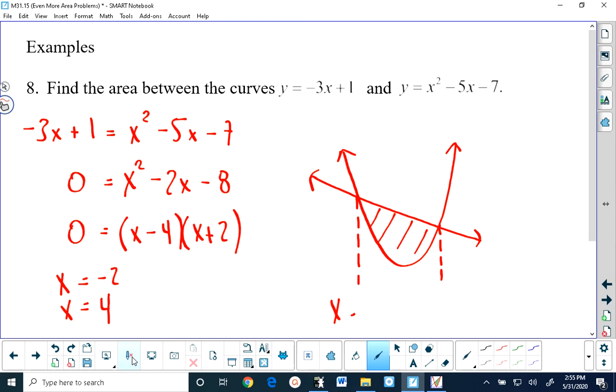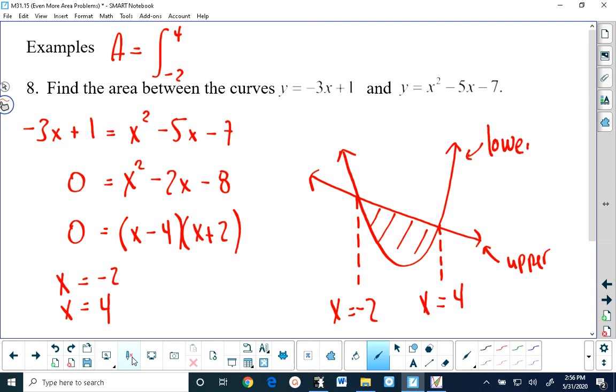The first is where x equals negative 2, and the next is where x equals 4, which means the area that we're after will be the integral from negative 2 to 4 of the upper minus the lower functions. So when we look at the enclosed area, this is the upper function. Where that area is shaded in, the straight line forms the top of the area. This, on the other hand, is the lower function. So our integrand will be negative 3x plus 1 minus x squared minus 5x minus 7.